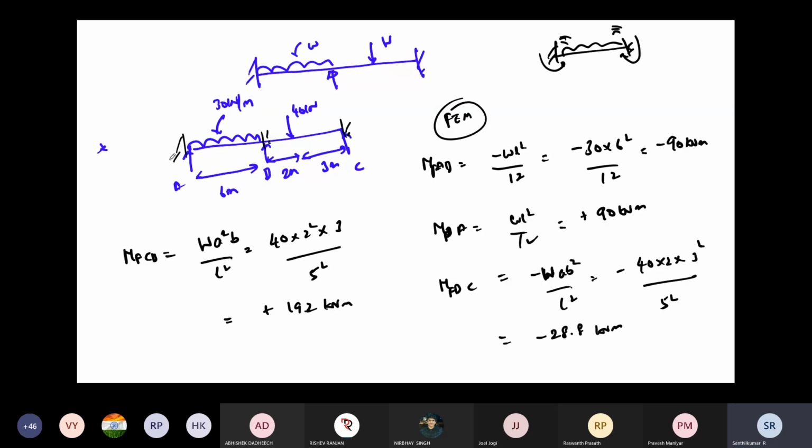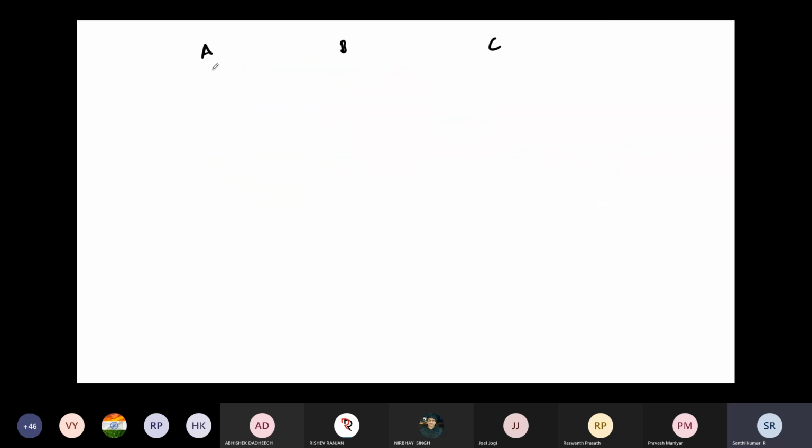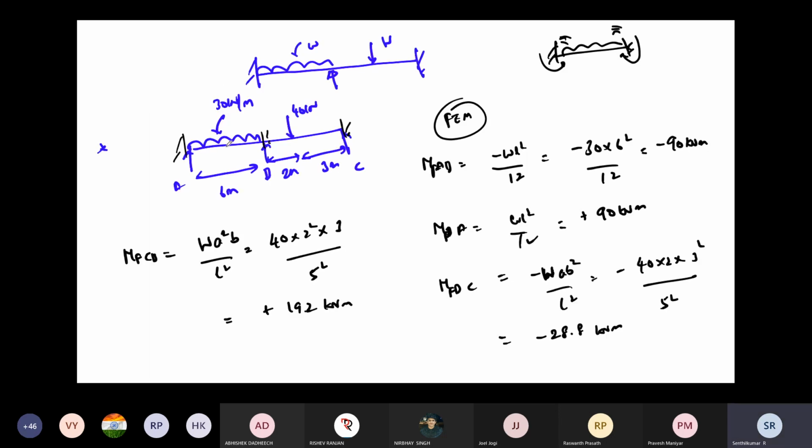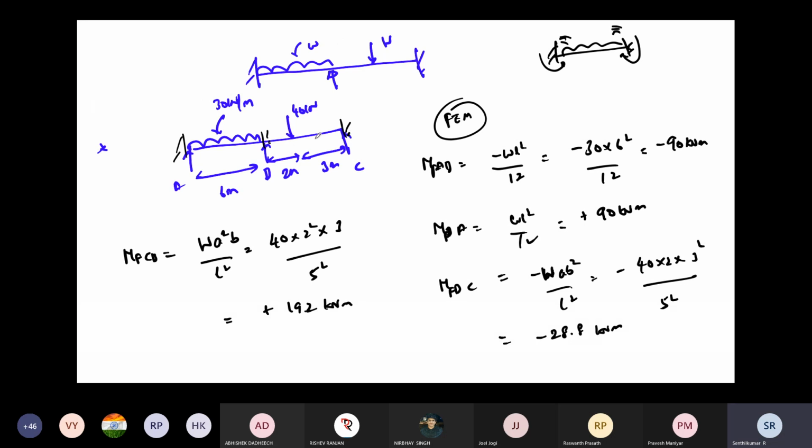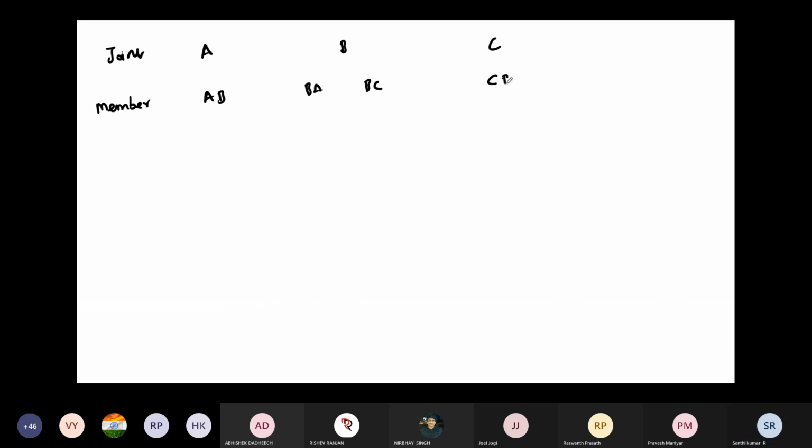Okay. So what I am going to do is write the joints alone: A, B, and C. This is a beam. What joints are there? A, B, C. So A is a joint. Now I'm going to write the members. How many members are there at joint A? AB only. At joint B, how many members are there? BA and BC. So I'm just writing BA, BC. At joint C, how many members are there? Only one, that is CB.